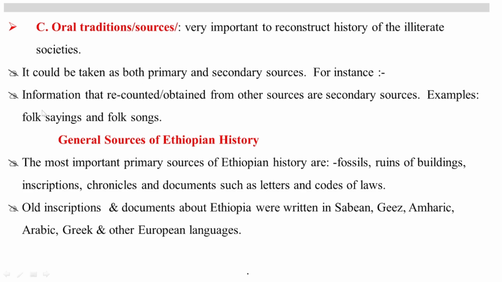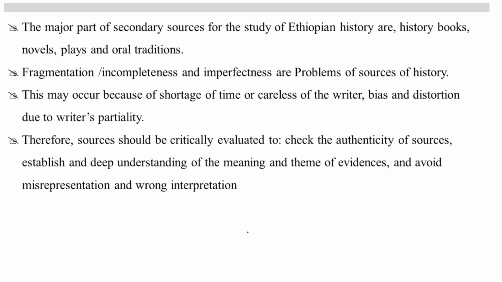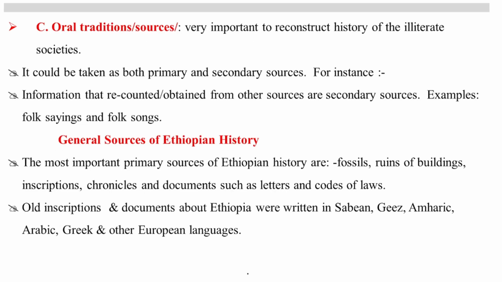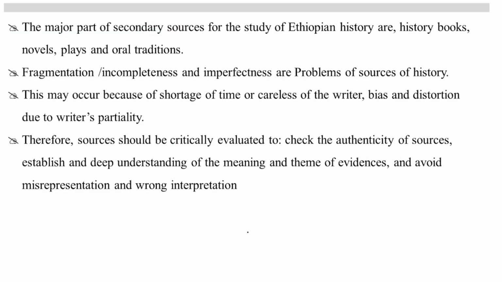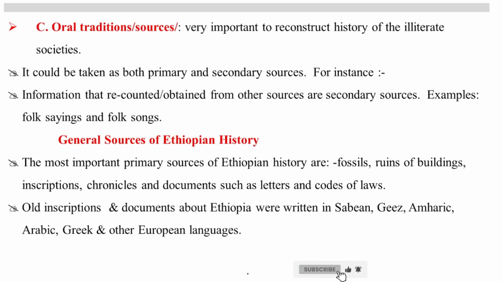Oral tradition, in short, is information which is transmitted from generation to generation by the word of mouth. This is what is called oral tradition. Oral tradition could be both primary and secondary sources. One of the most important ones. Therefore, oral tradition could be both primary and secondary source.